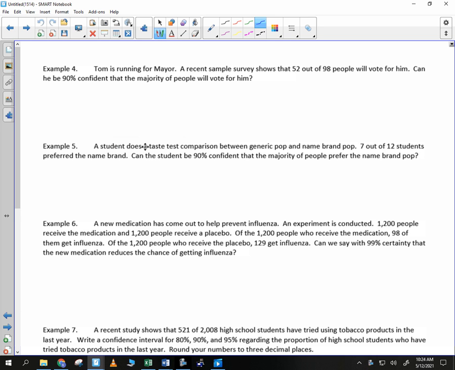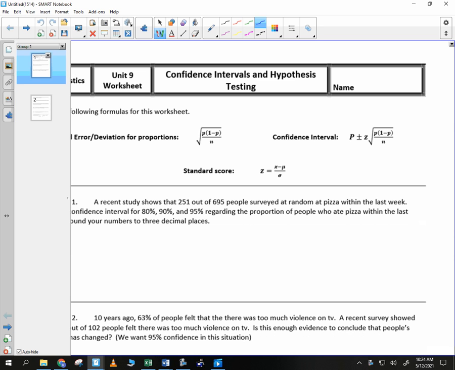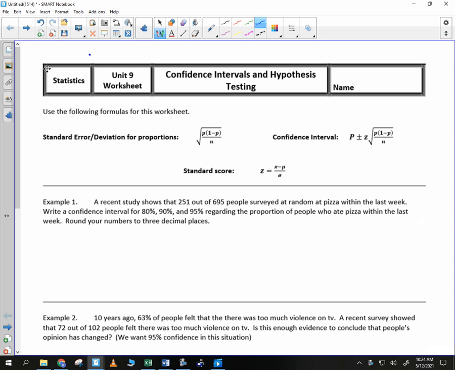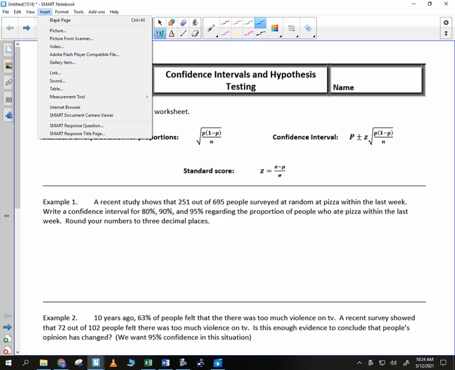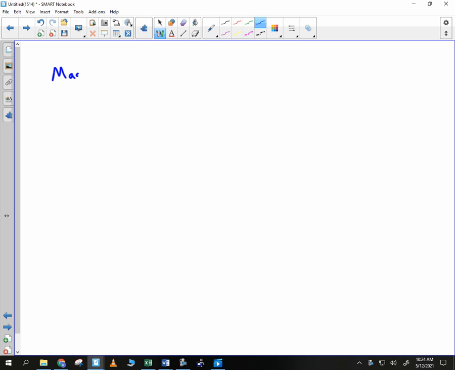This is serving both as our notes as well as a worksheet, okay? What are we doing? We are going to look at confidence intervals and what we call hypothesis testing. They are together. Do you remember what our formula was for calculating margin of error? That was a simple formula. Everybody got that?